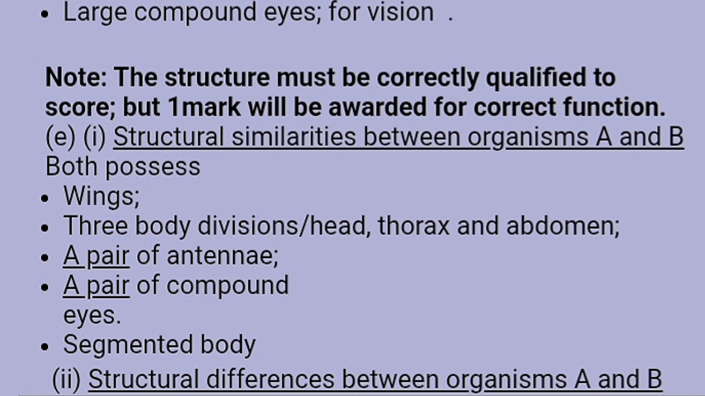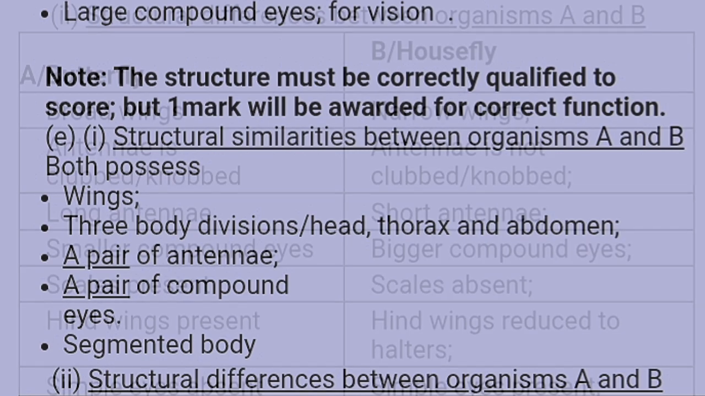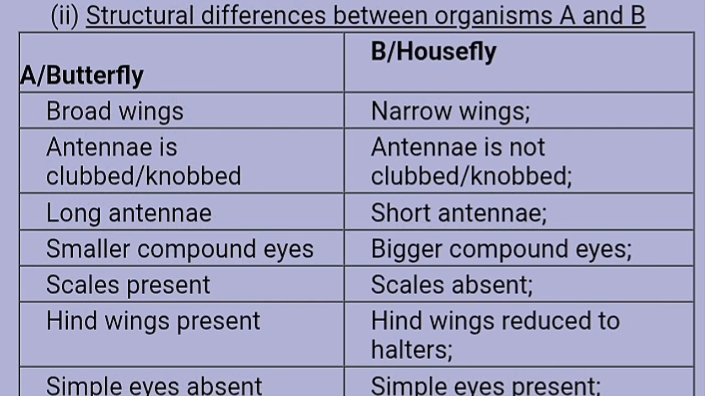And also they have a pair of antennae, both of them. And a pair of compound eyes too, both of them. And they also have a segmented body. You see the divisions in their body parts. Alright, so those are the structural similarities between housefly and butterfly. But what about the structural differences between housefly and butterfly?